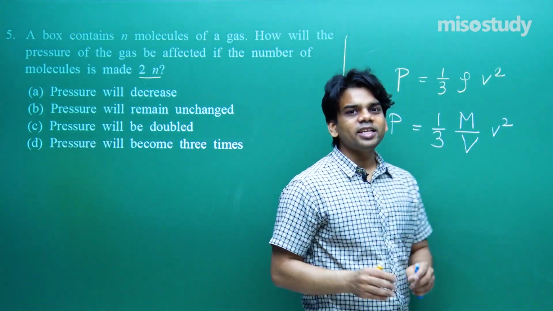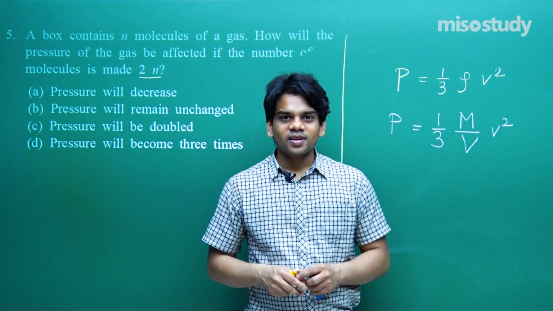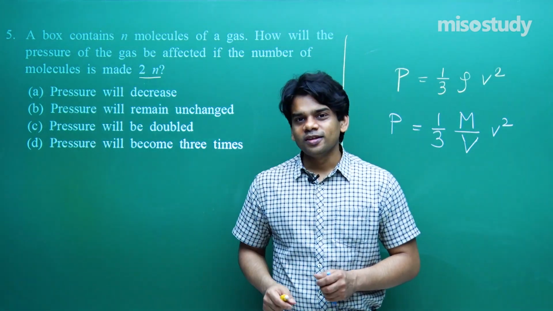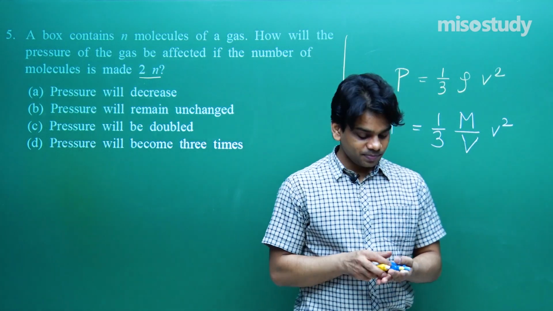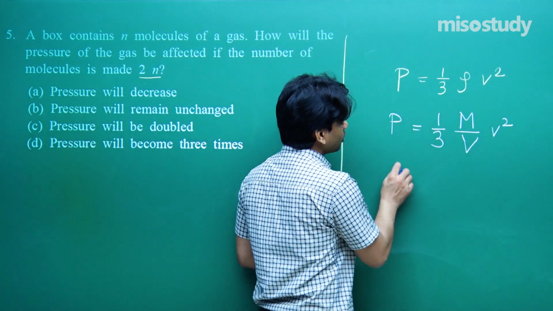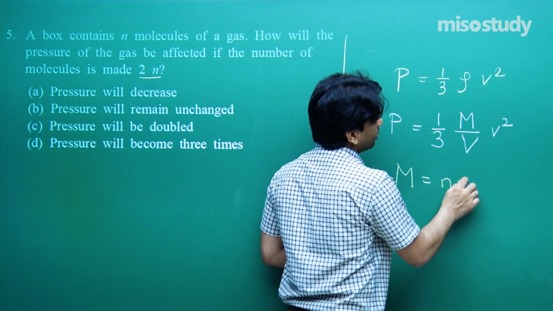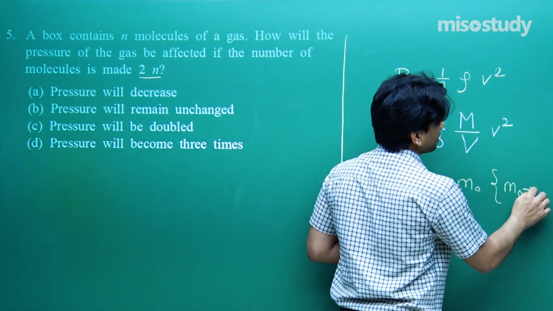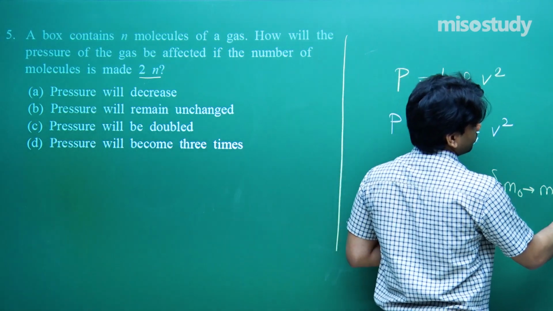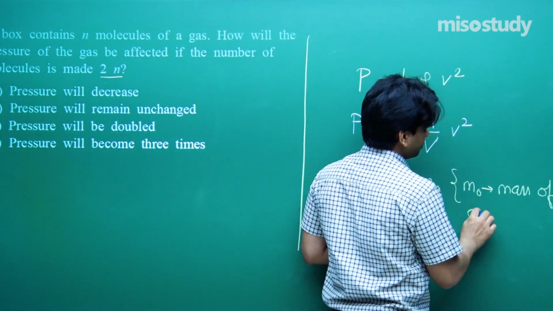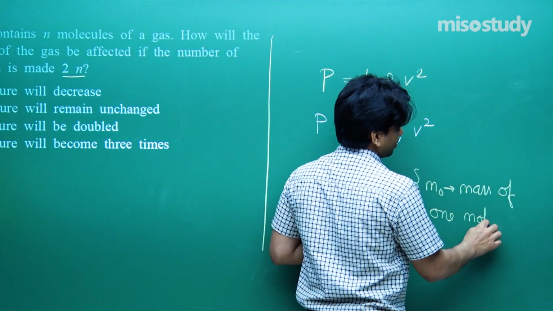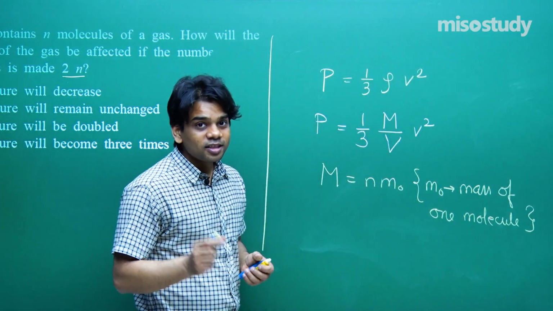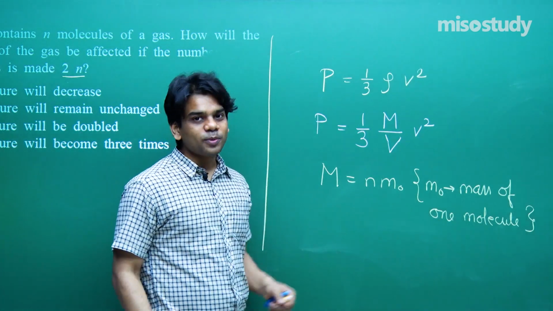Now, how can we write the total mass of gas? Can we write total mass of gas as mass of one molecule multiplied by total number of molecules? So we can write M is equal to n into m naught, where m naught is the mass of one molecule. So, mass of gas equal to n into m naught.